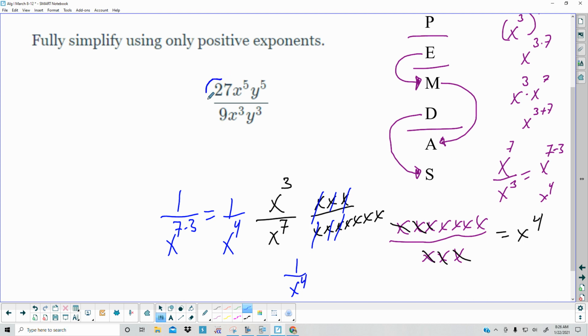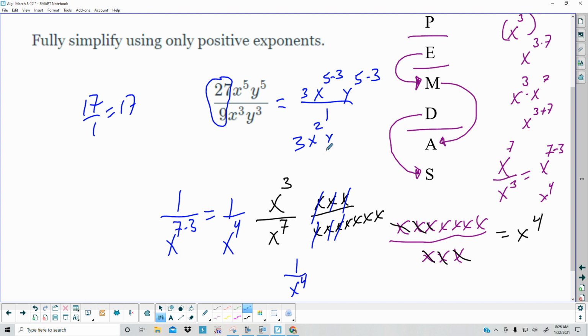When you have this, just deal with the fraction as you normally would. 27 divided by 9 is just 3. I've got 5 x's upstairs and 3 x's downstairs, so that's x to the 5th minus 3. And again, I got 5 upstairs and 3 downstairs, so that's y to the 5th minus 3. Notice that there is nothing left on the bottom, so it's just a 1. When it's a 1 on the bottom, you can just ignore it, like 17 over 1 is just 17. So you got 3 x squared y squared, and you're done.